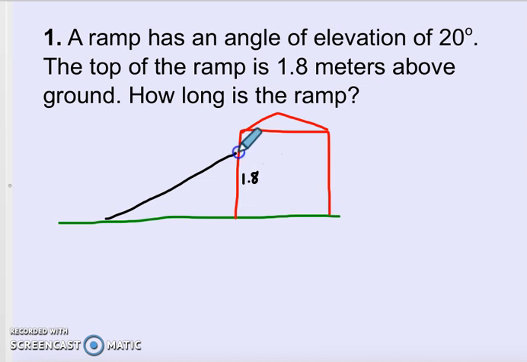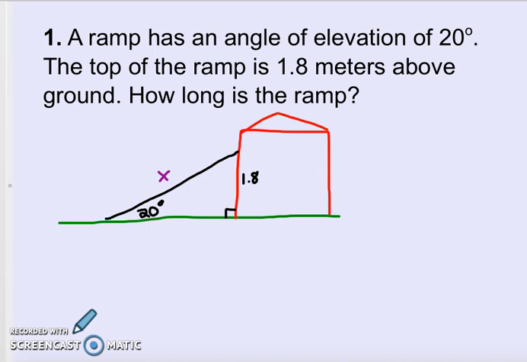Here's a right angle right here. Okay, so we have a right triangle. The ramp has an angle of elevation of 20 degrees. Angle of elevation is where it's rising off the ground right here, 20 degrees. How long is the ramp? I'll label it x right here. I think we can use a trig function in our calculator to figure this out.